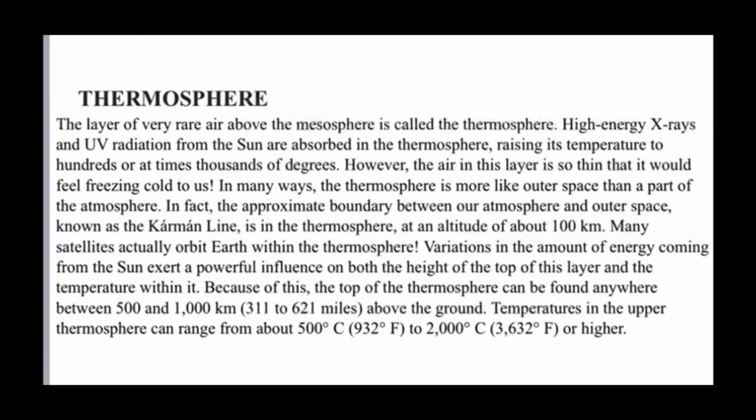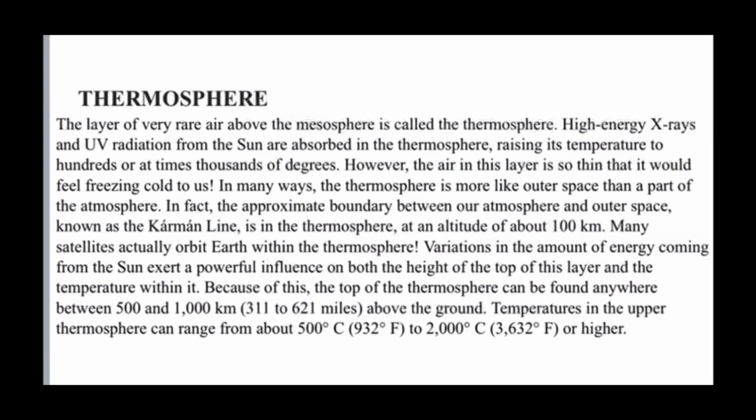Many satellites actually orbit Earth within the thermosphere. The satellites which are orbiting the Earth lie in this thermosphere. Variation in the amount of energy coming from the sun exerts a powerful influence on both the height of the top of this layer and the temperature within it.